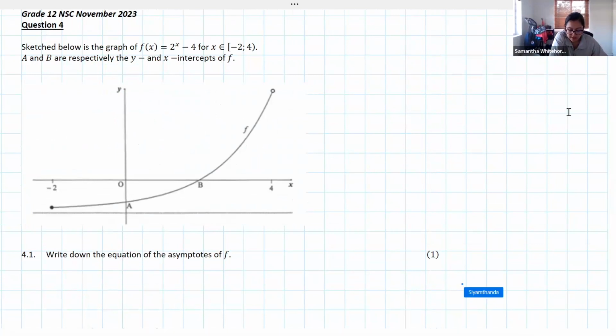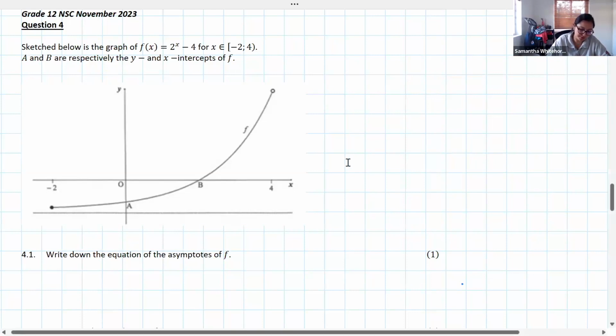And so once we have this knowledge and once we are comfortable with exponential graphs, hopefully log graphs will be a lot easier to deal with, a log graph being the inverse of our exponential graph. Okay, but let's have a look here.